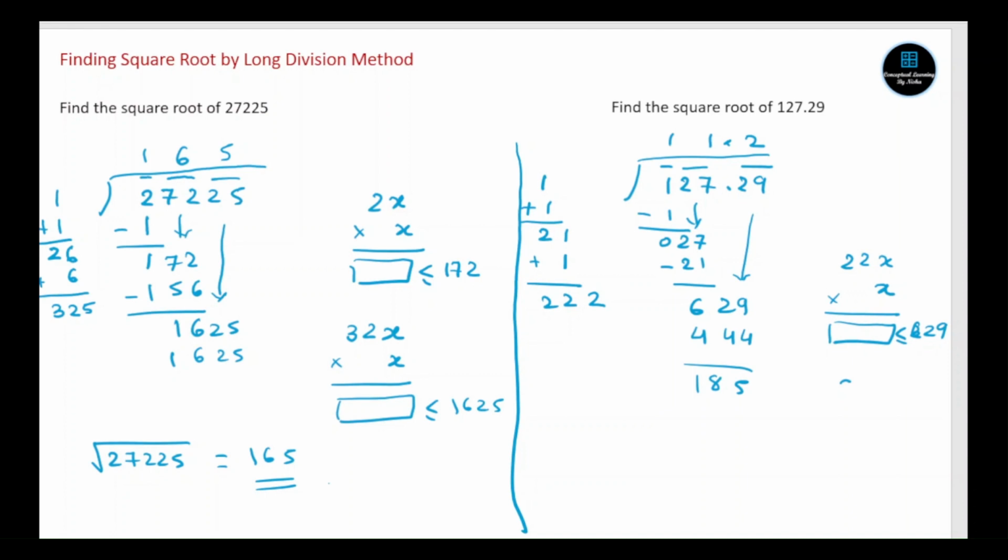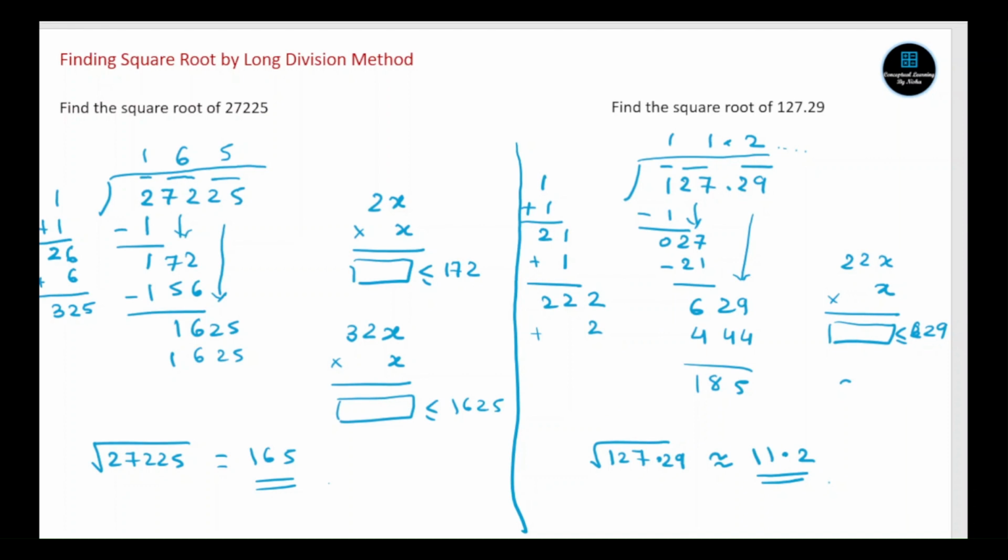This will go on. If I want to go on, I can repeat this method and find the other decimal places also. But I can say the square root of 127.29 is approximately 11.2. Anyway, 11 square is 121, so it is very close, right?